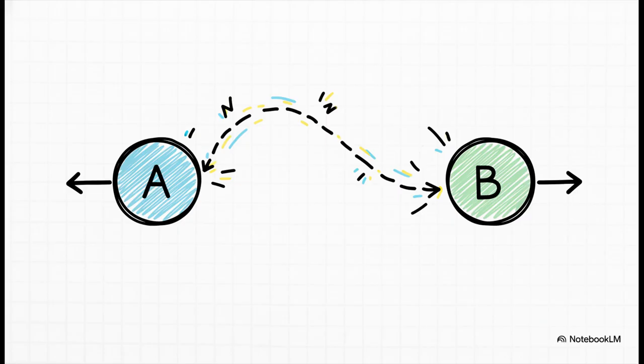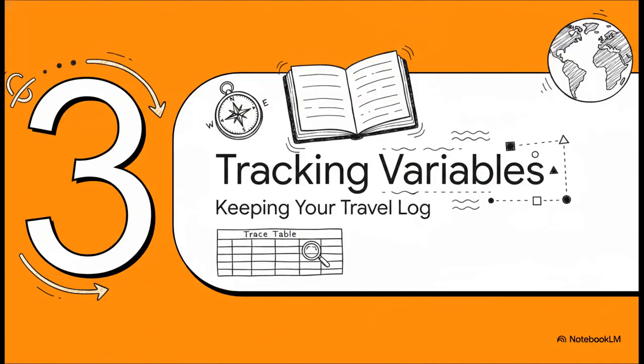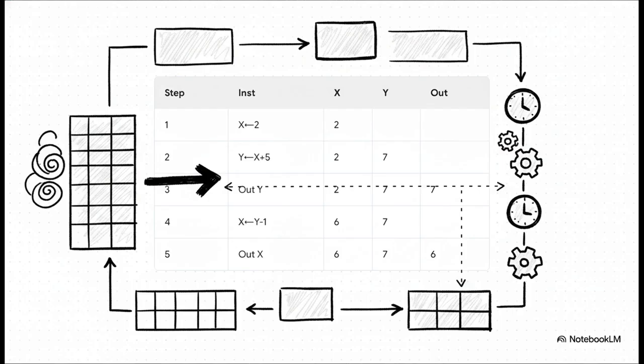They don't magically alter our underlying data, they just seamlessly direct our flow across these large, complex visual maps. Okay, Section 3. Tracking variables step by step. Keeping your travel log. Now, what's really fascinating about a trace table like the one we're looking at is how perfectly it organizes the absolute chaos of a complex program. Let's walk through this example meticulously.